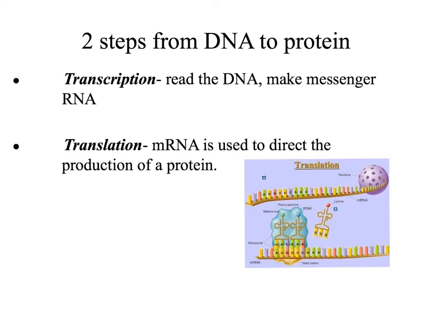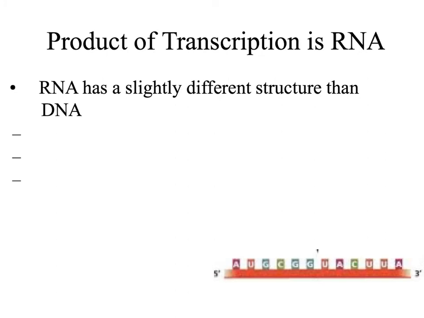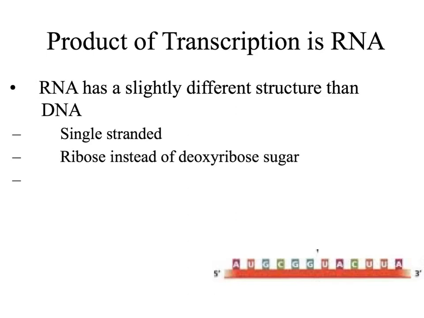In eukaryotic cells, transcription occurs in the nucleus where the DNA is housed, and the translation process occurs out in the cytoplasm. The product of transcription is an RNA molecule. Remember from Chapter 2 that RNA is slightly different in structure than DNA. For example, RNA is only single-stranded, not double-stranded like DNA. RNA has a ribose sugar instead of a deoxyribose sugar in that sugar phosphate backbone. And instead of thymine, RNA will use uracil as a base.